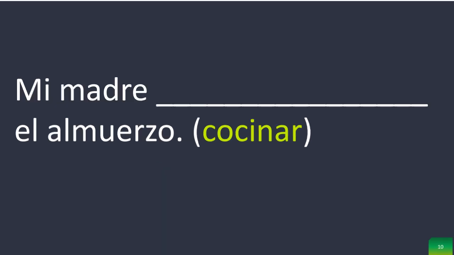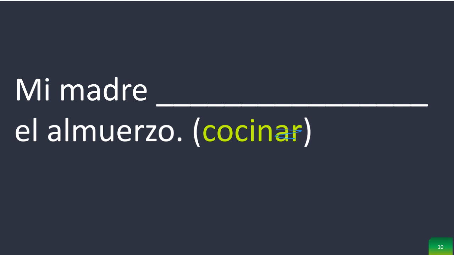All right, the next sentence. Mi madre blank el almuerzo. We're going to put the verb cocinar in the blank. So once we're finished, this sentence will say, my mother cooks lunch. We're going to take cocinar. We're going to do our first step, which is to take off the AR.